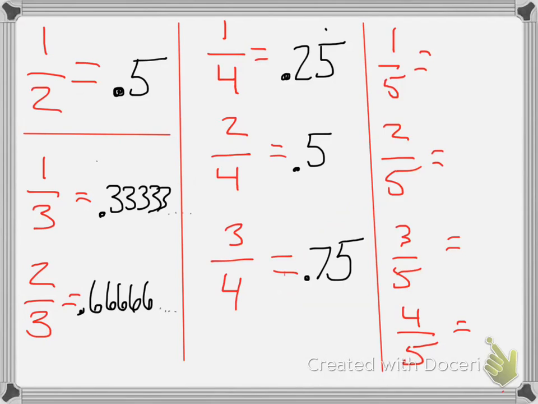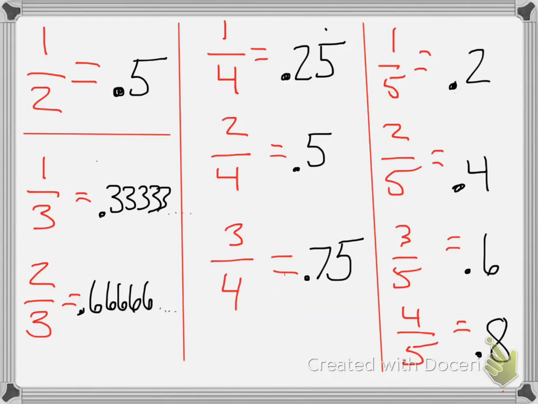Fifths are also pretty easy to remember. Fifths just go by 0.2. So 1/5 is 0.2, 2/5 is 0.4, 3/5 is 0.6, and 4/5 is 0.8. So those are the fractions that you should definitely know by heart. You should see those, and right away you should be able to convert those into decimals.